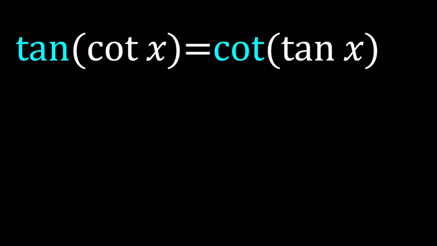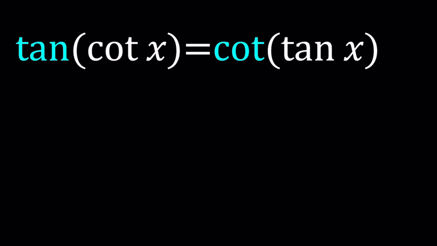Hello everyone. In this video, we're going to be solving an interesting trigonometric equation. We have tangent of cotangent x equals cotangent of tangent x, and we're going to be solving for x values. We're also going to discuss when we have real solutions and when we don't. And at the end, I'm going to show you a graph, which is actually really cool.